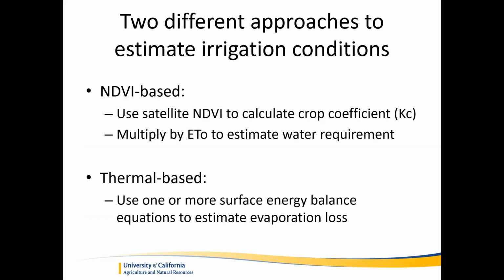Okay, so with regards to using this to understand irrigation, there are 2 different approaches. One is the NDVI-based approach. We use the NDVI to calculate a crop coefficient value, the same type of crop coefficient that you're used to, but simply derived from NDVI. And then we multiply that by the reference evapotranspiration to estimate water requirement. In the thermal-based approach, we use 1 or more surface energy balance equations to estimate evaporation loss.